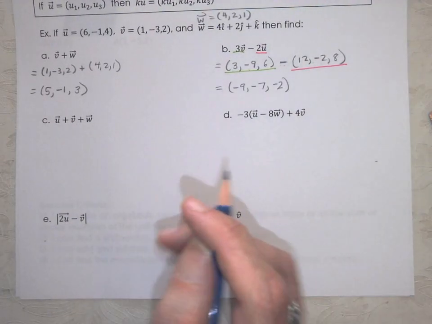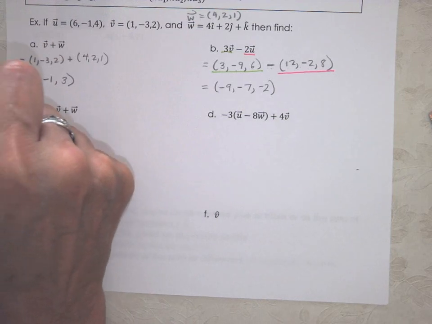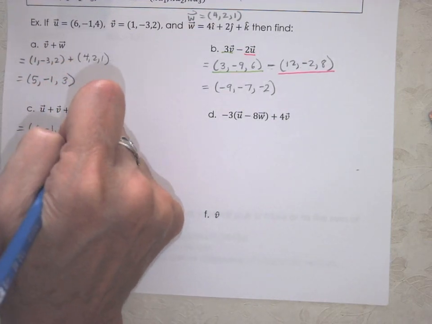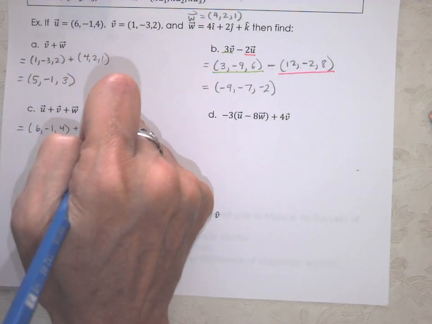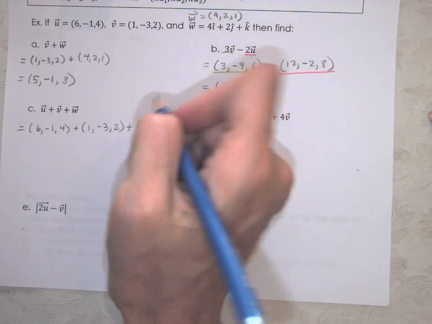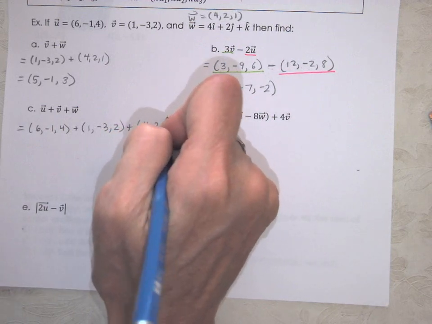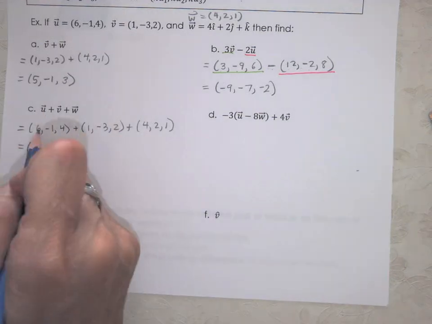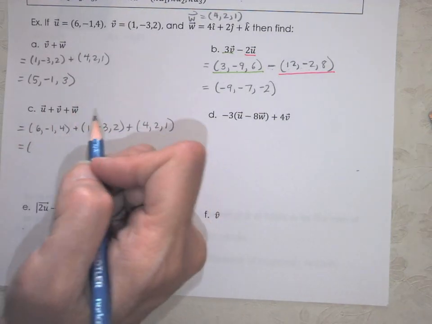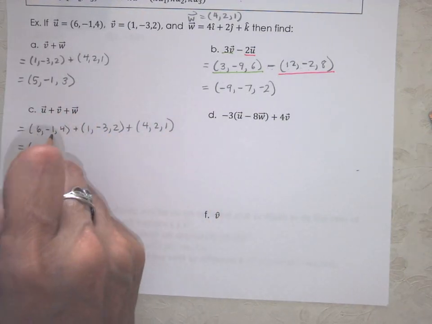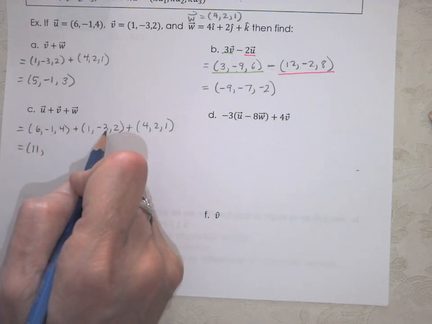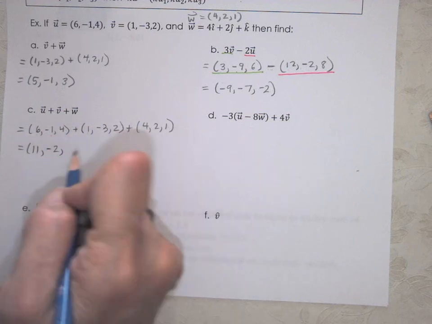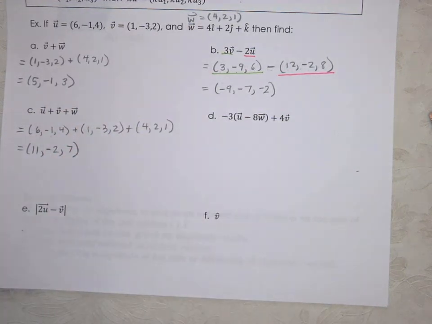Now u plus v plus w. Vector u is 6, -1, 4, plus vector v, which is 1, -3, 2, plus vector w, which is 4, 2, 1. I can add them by adding their corresponding components. So 6 plus 1 is 7, plus 4 is 11. -1 plus -3 is -4, plus 2 is -2. 4 plus 2 is 6, plus 1 is 7. So there's vector u plus v plus w.